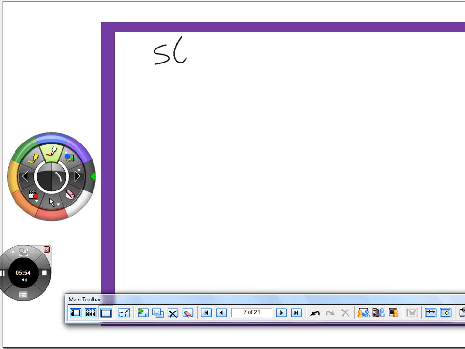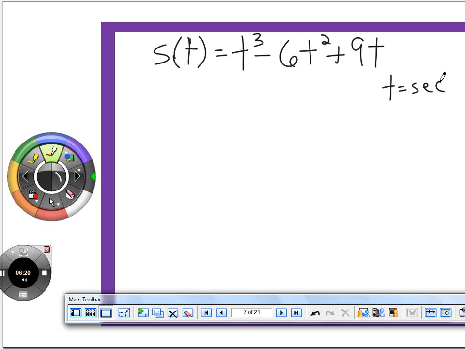It's s of t, and it equals t cubed minus 6t squared plus 9t. Here t is in seconds, and s is in meters. So if we wanted to find the velocity, then of course we just take the derivative.